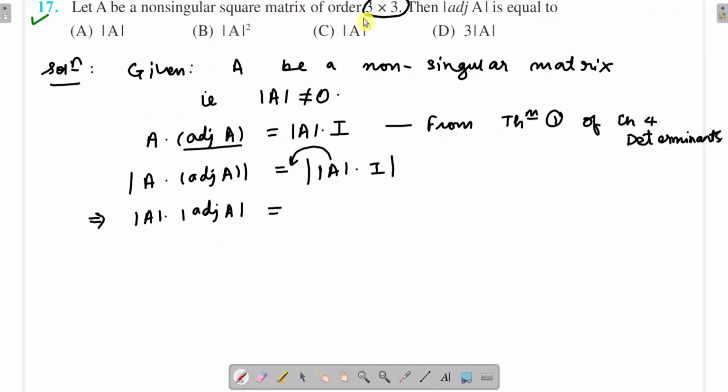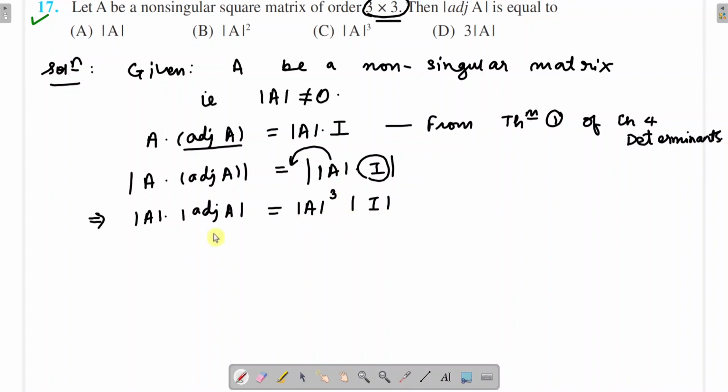Since this is a 3 by 3 matrix, what will happen here? The scalar that comes out from the determinant will be determinant A raised to 3, and then we will get determinant of I here. Why did we get determinant of A cube? Because this I was the identity matrix of order 3 by 3. Whenever we take the determinant of A, that is the scalar multiplied to the 3 by 3 identity matrix, we will get determinant of A cube common.